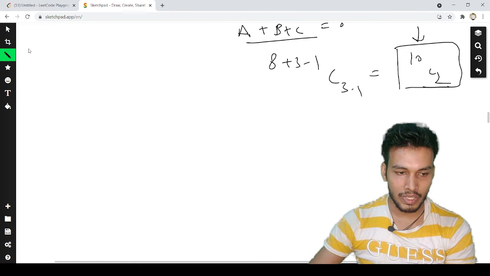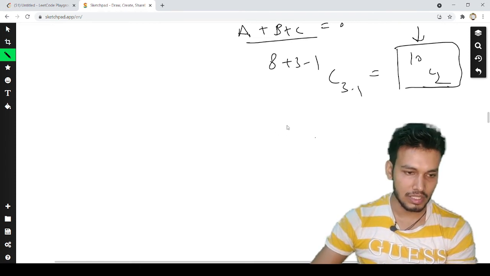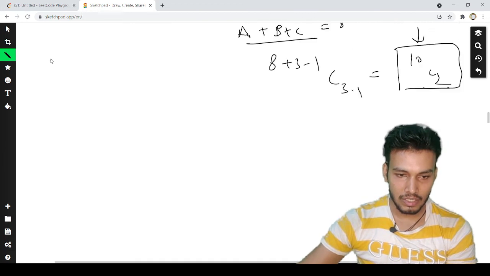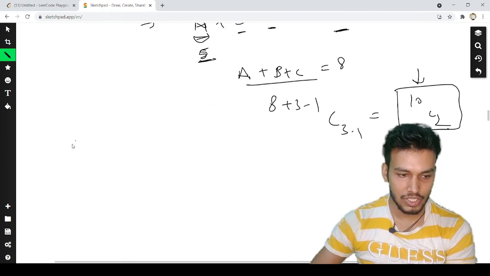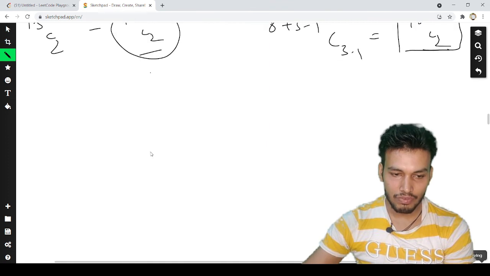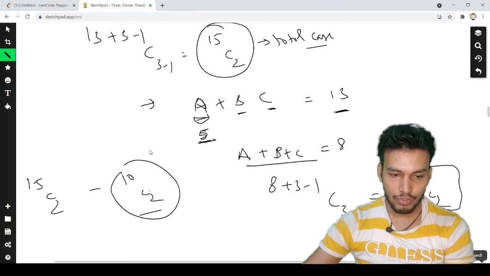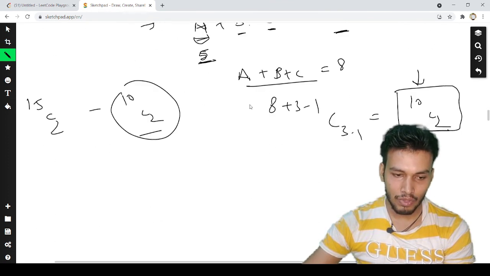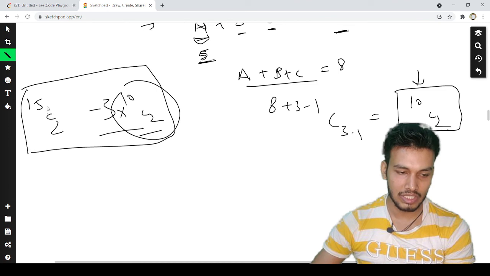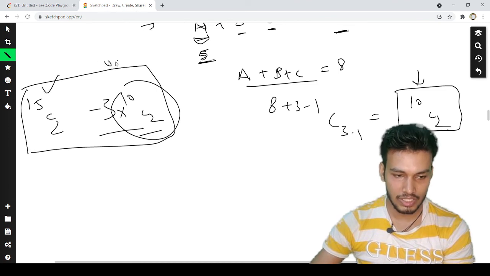So the total cases are 15C2, right? Now I need to subtract the violations, that is 10C2, but these violations are only for A. For B and C as well, the same violations will happen, so I need to multiply this by 3. So this will be my at most condition: the total minus my violations.